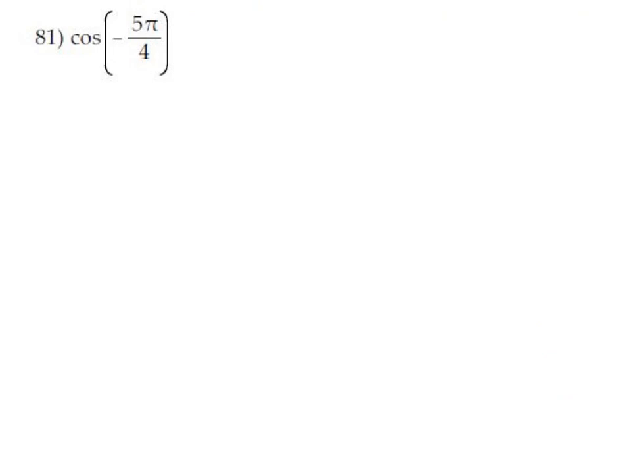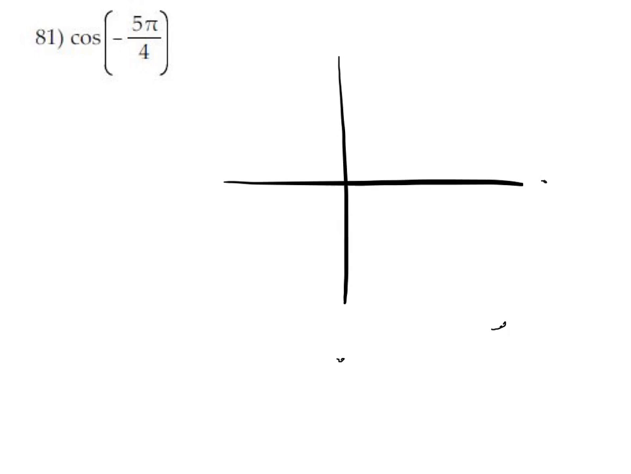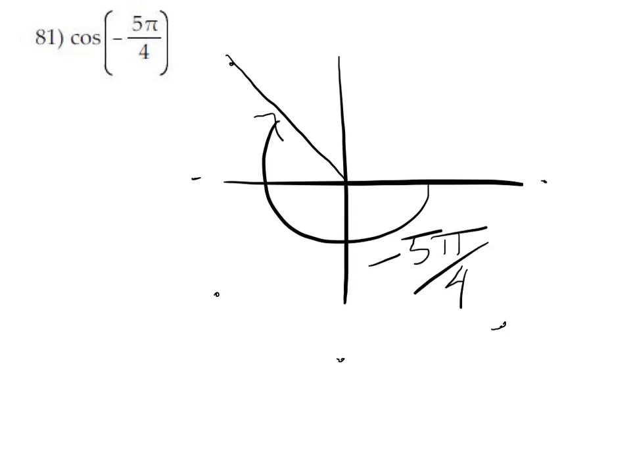Find the value of cosine of negative 5 pi fourths without a calculator. So starting off with where this is, it's nice to know where the pi fourths are. So 0, negative 1, negative 2, negative 3, negative 4, negative 5. This is negative 5 pi fourths. The reference angle would just be pi fourths. And the quadrant, we're in quadrant 2.